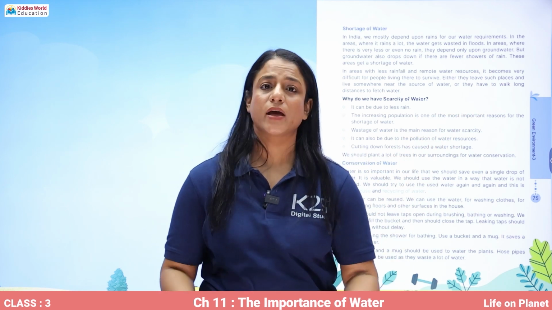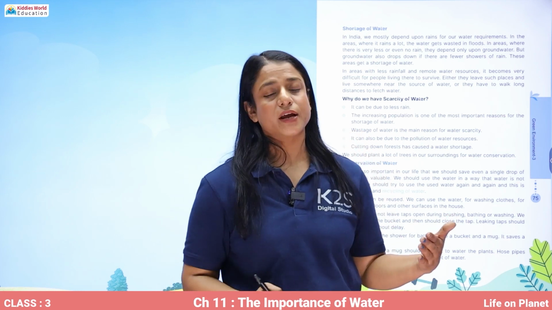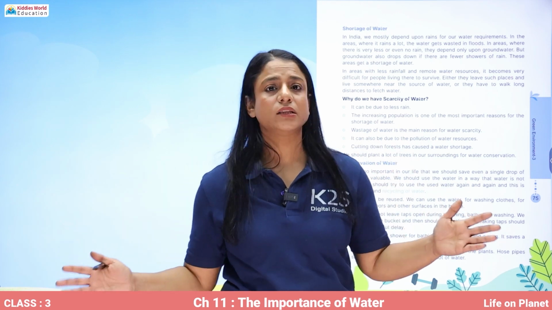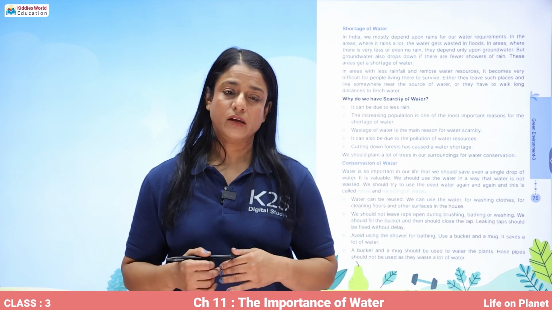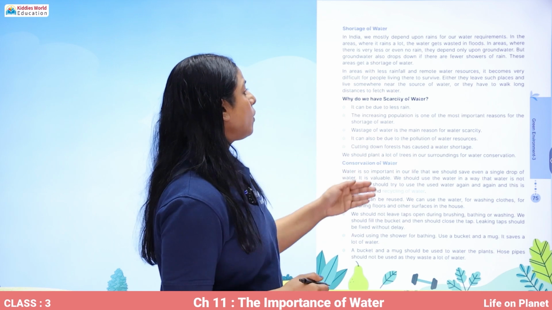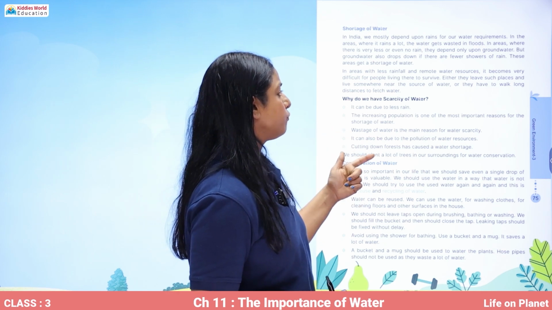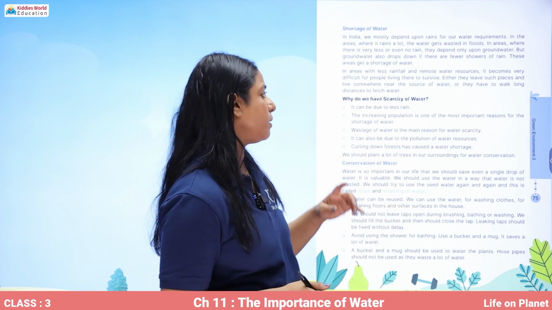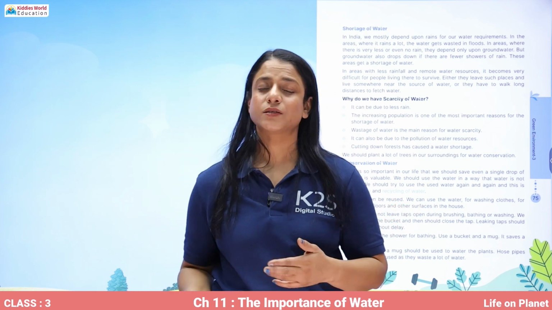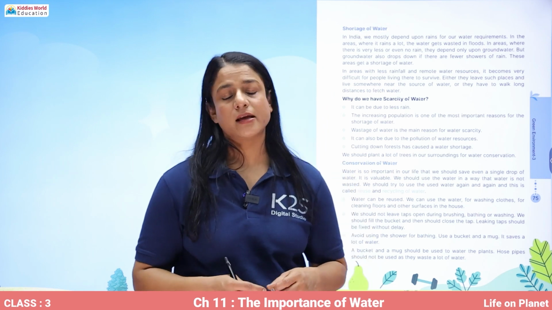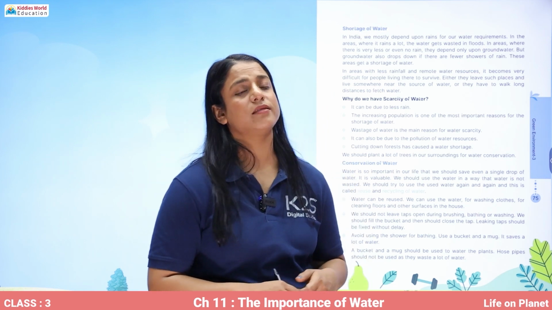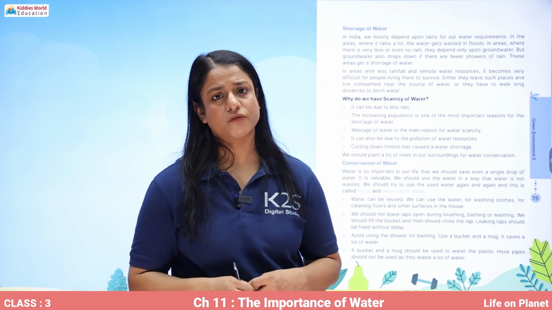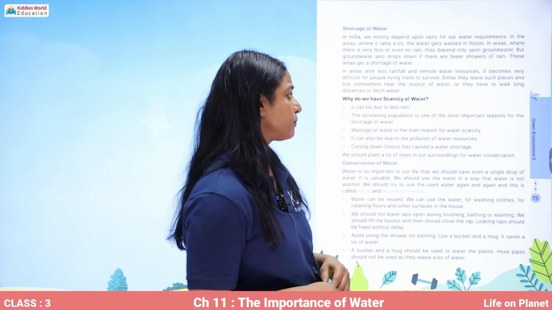So the areas where there is excessive rainfall or the areas where there is no rainfall, both these areas experience shortage of water. Now, in areas with less rainfall and remote water resources, it becomes very difficult for people living there to survive. So that's why they usually relocate. The areas where there is shortage of water always have a very small population of humans and animals.